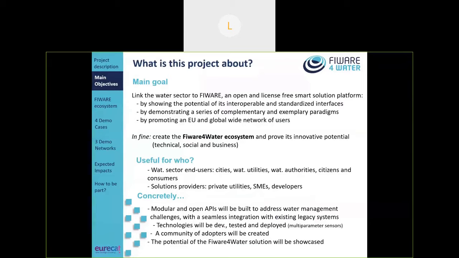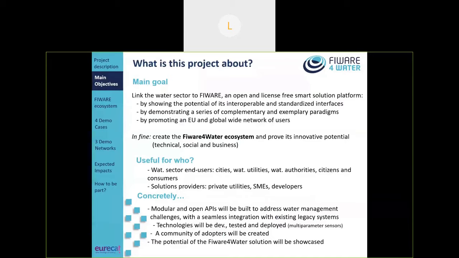And how will it be done? By showing its capabilities and the specific potential of its interoperable and standardized interfaces for both water sector end users, such as cities or water utilities, and solution providers, such as private utilities, developers, or small and medium enterprises. And this will be done through the development of 4 demo cases and the definition of 3 demo networks to promote a European and a global network of users.